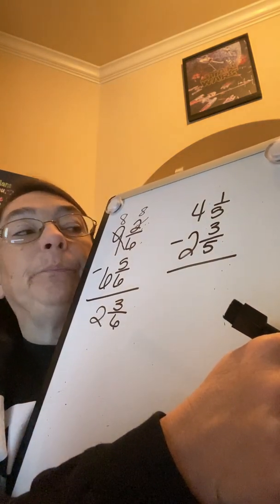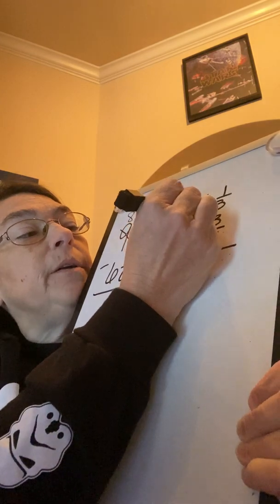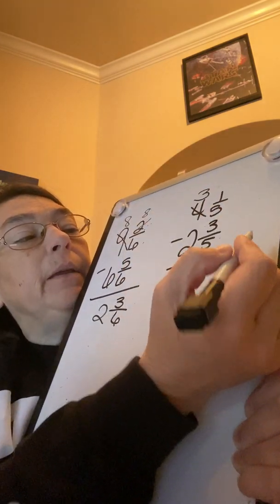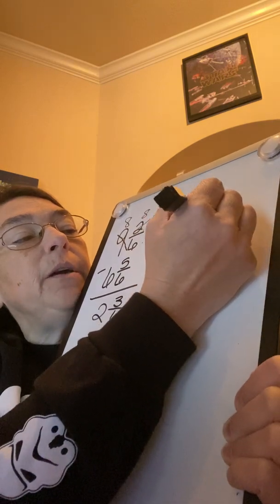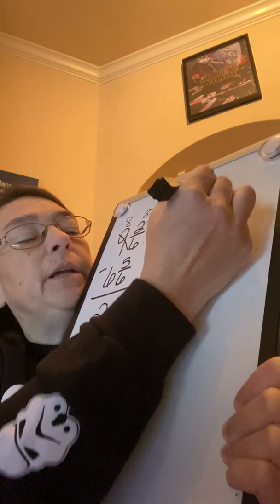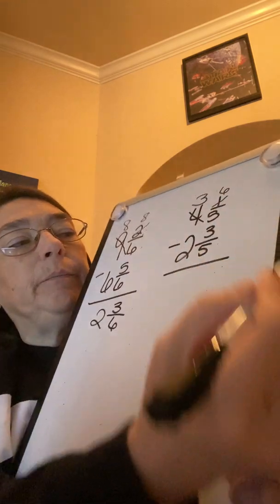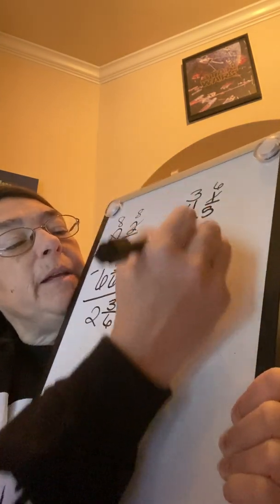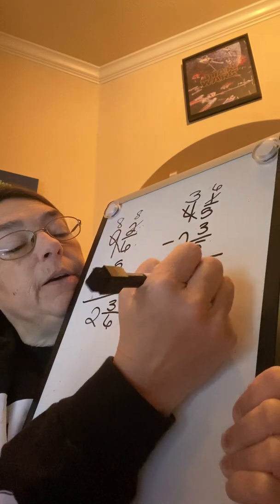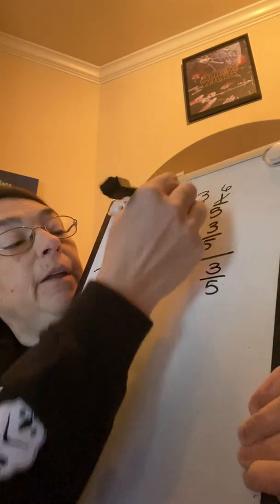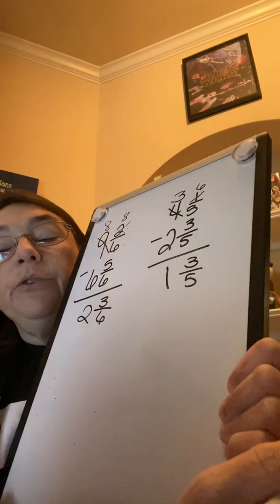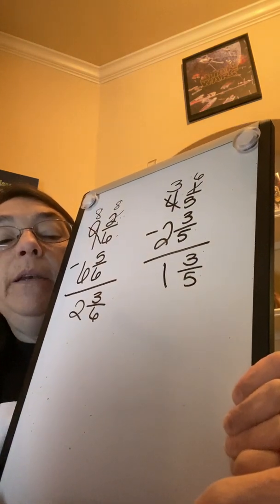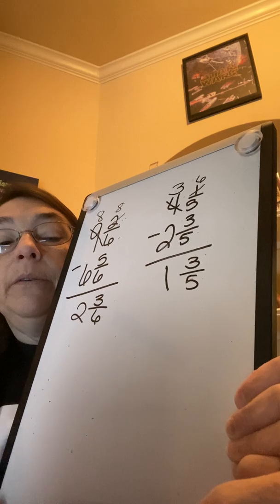Thank you. All right, so I'm borrowing from the 3, or from the 4, it becomes a 3. Now, to get my number on top here, I add the 5 plus the 1. That gives me 6. So 6 minus 3 is 3 over 5. And 3 minus 2 is 1. So I get 1 and 3/5.